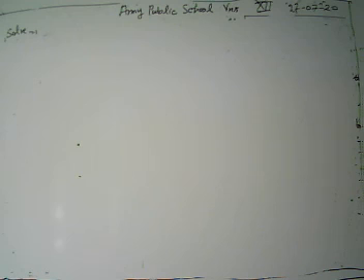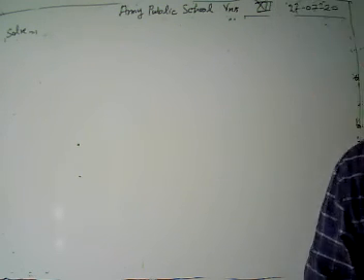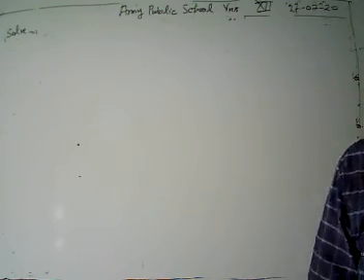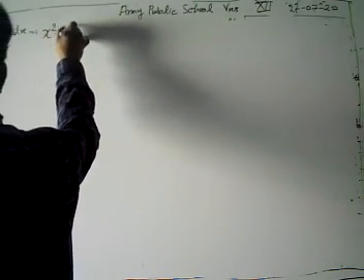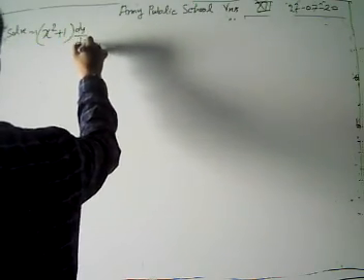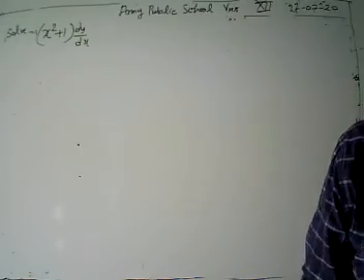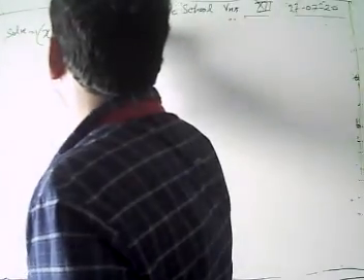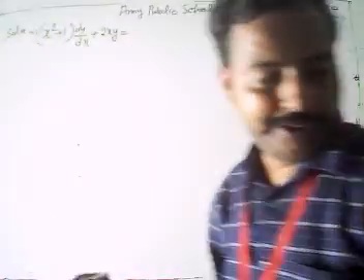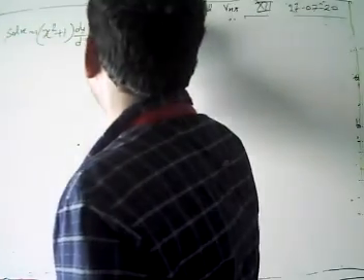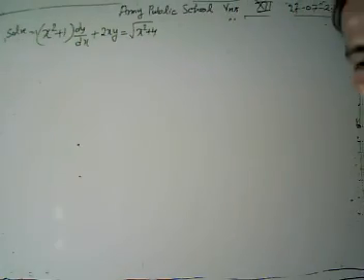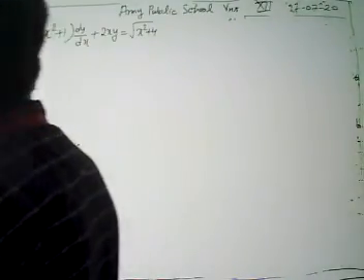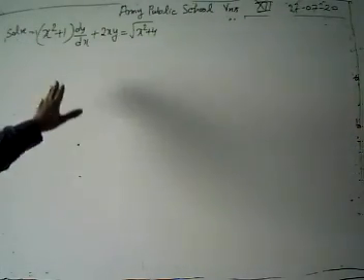Look, our next problem is this, which was asked in a board examination. Solve (x square plus 1) dy/dx plus 2xy is equal to under root x square plus 4. It is given that (x square plus 1) dy/dx plus 2xy equal to under root x square plus 4.